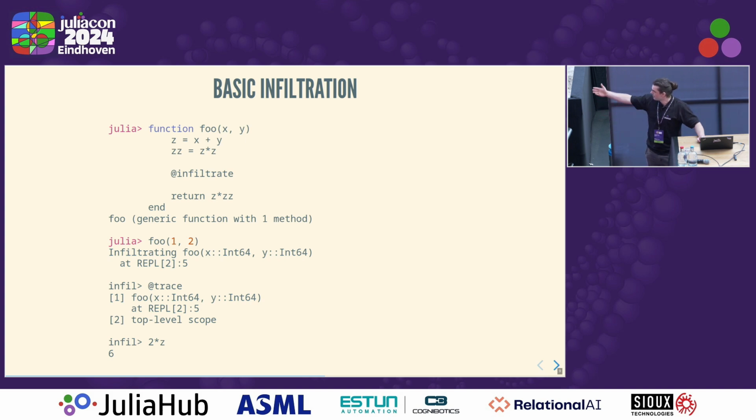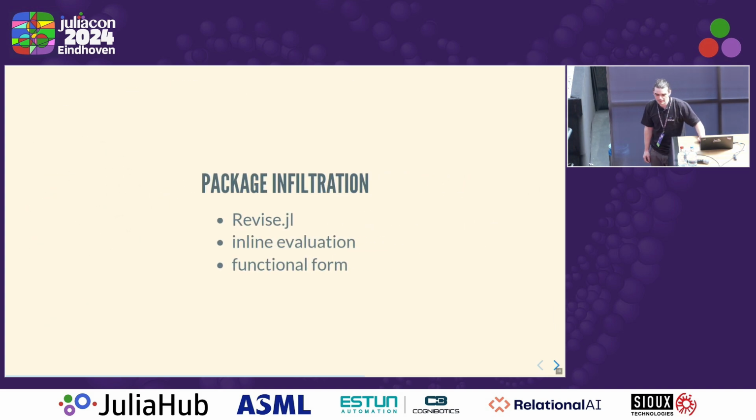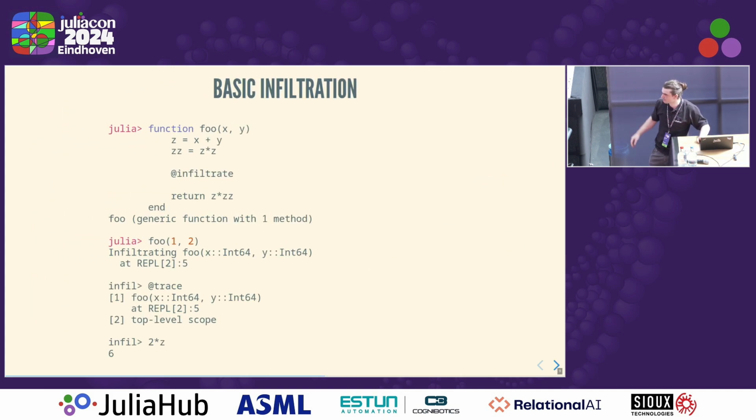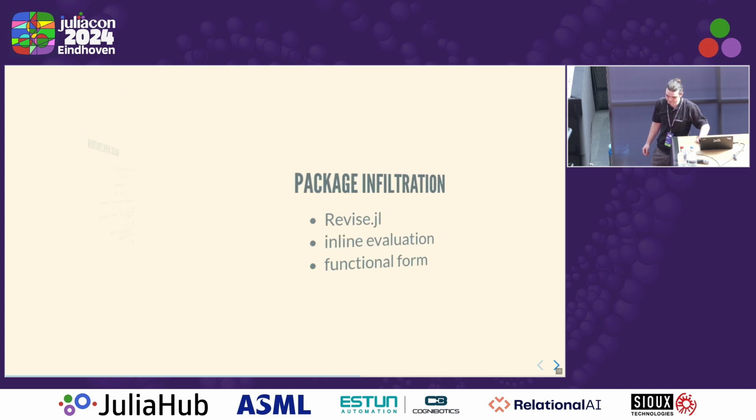And as I said before, you get full code execution and access to local and global bindings. So I can compute what 2 times z ends up being at that point of execution. And yeah, it's 6. Now, you might wonder how to use Infiltrator when you're developing packages or don't just have a function in the REPL that you want to inspect.